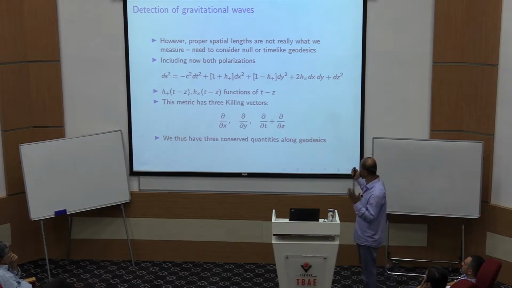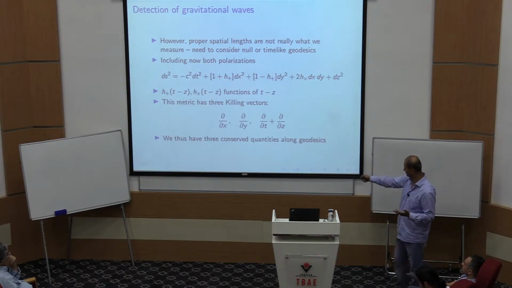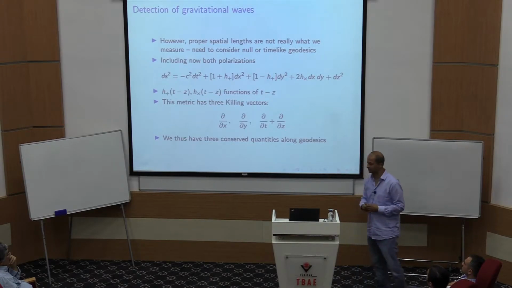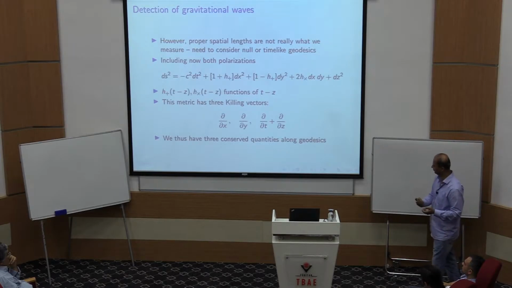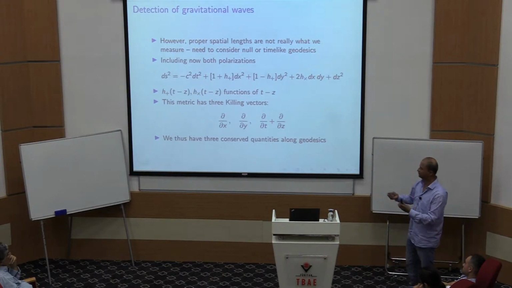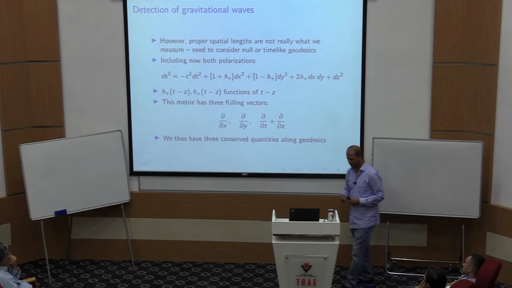So first of all, nothing depends on x, so that's a symmetry. Nothing depends on y, that's a symmetry. And nothing depends on t plus z, so this is also a symmetry. So you have three conserved quantities. And what you can do if you want to look at light, which travels along null geodesics, is that you have three conserved quantities that you get just by this very simple analysis.